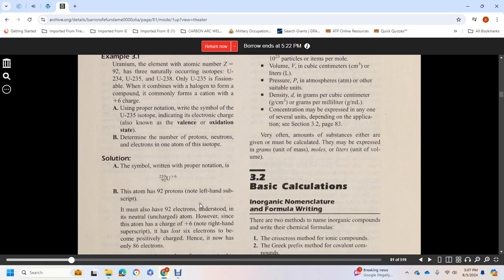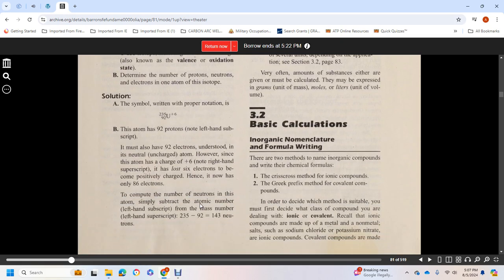All right, and then it goes into examples, and we're now on basic calculations. Inorganic nomenclature and formula writing. There are two methods to name inorganic compounds and write their chemical formulas: the crisscross method for ionic compounds and the Greek prefix method for covalent compounds. To decide which method is suitable, you must first decide which class of compound you're dealing with, ionic or covalent.